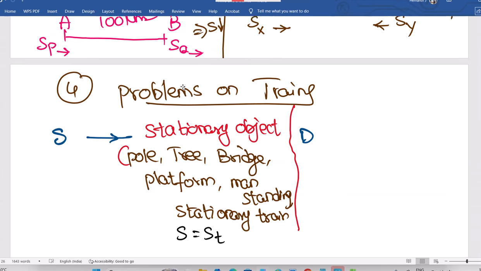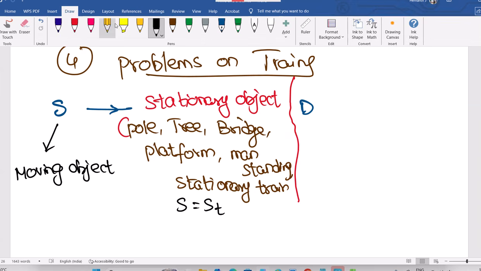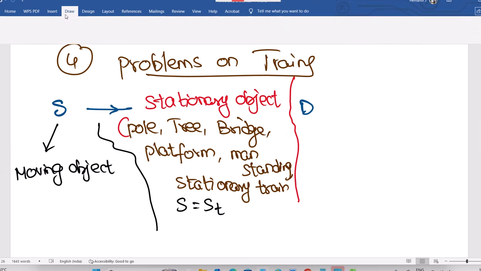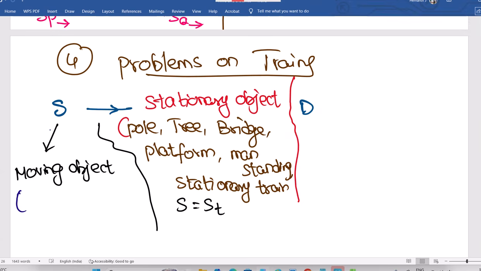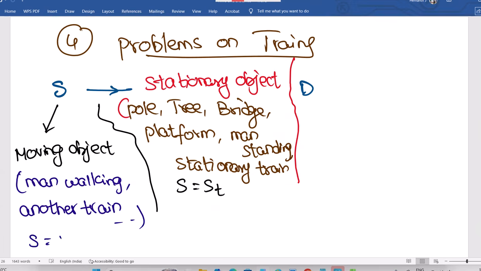But when a train is crossing a moving object, what are the examples, sir? Train crossing a man walking, a man jogging. So we have to highlight this. So when a train is crossing a man walking or running, or crossing another train, in all these cases, the speed is equal to the relative speed.